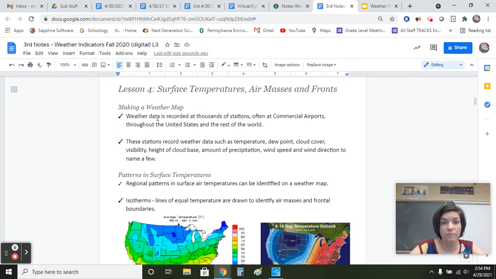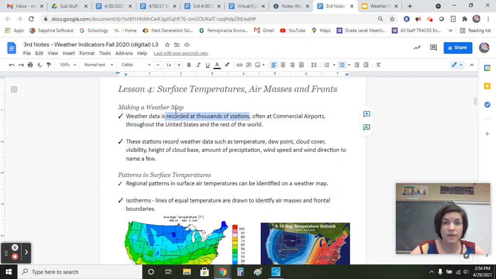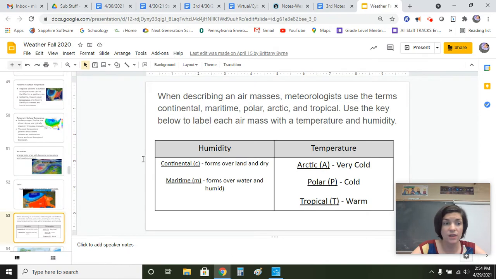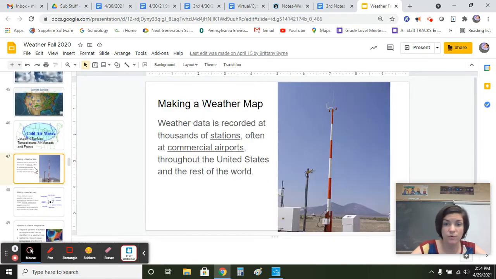Okay. The first thing we want to talk about is how we make a weather map. The first thing you should know is that weather data is recorded at thousands of stations. So they're weather stations recorded at thousands of stations. Highlight that. Often at commercial airports throughout the United States and the rest of the world. I'll show you a picture of what one of them looks like. You might have seen at airports a weird stick that goes black, white, or red, white, red, white, red, white.